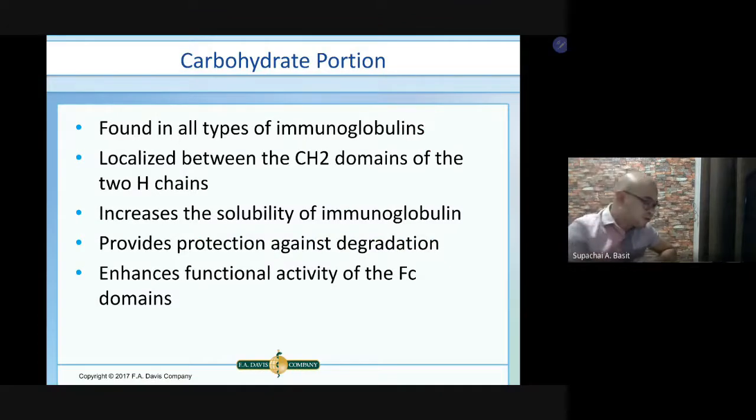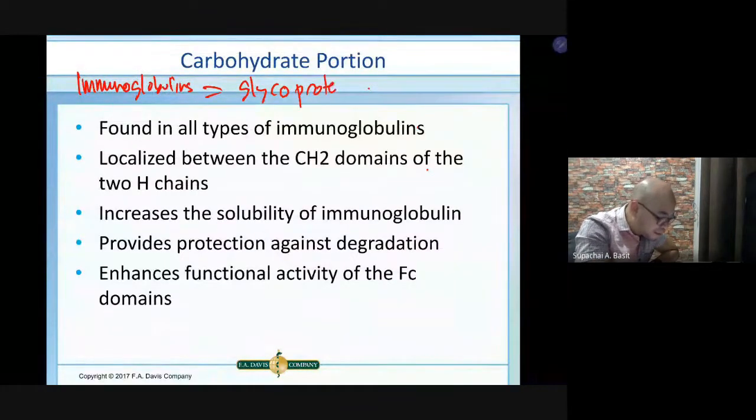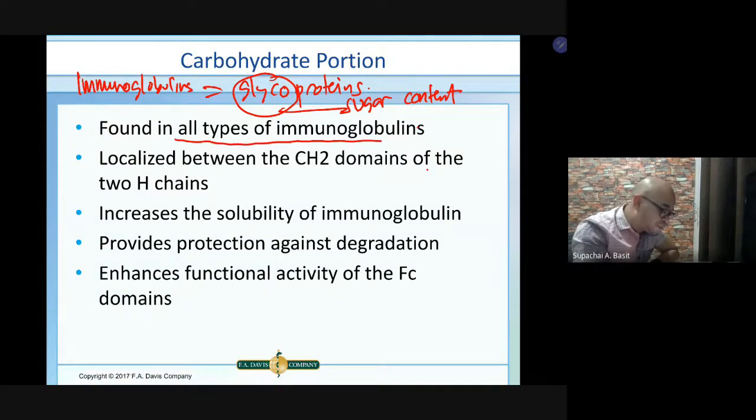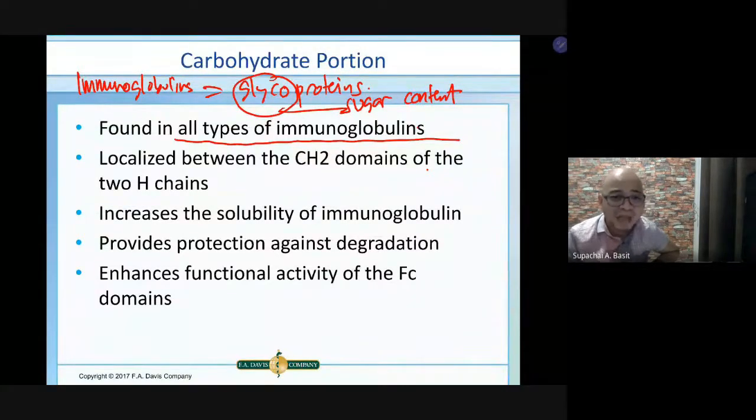Now, immunoglobulins, during the introduction, I told you that they are glycoproteins. The term glyco means that immunoglobulins also have a sugar component. It is found in all types of immunoglobulins, meaning across the 5 classes of immunoglobulins, we have a sugar component. However, that particular sugar component is localized between the CH2 of the 2 domains.